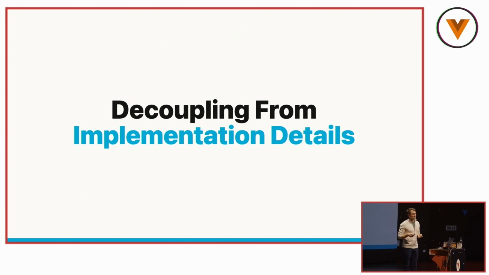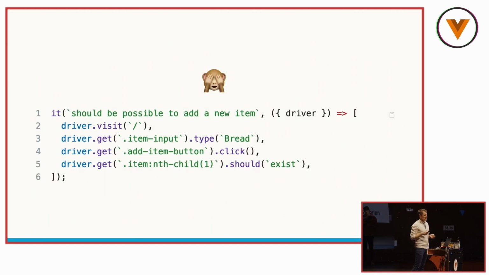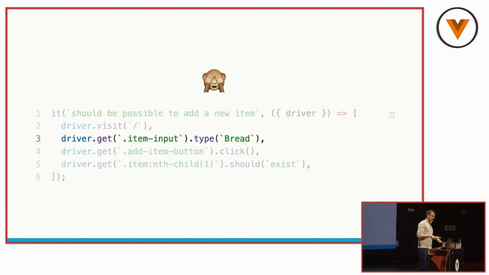And luckily, Debbie already talked about this yesterday, so I can just reuse her slide. She said we should test user visible behavior instead of implementation details like names of functions and, for example, CSS classes. Here, in this test example, we see we coupled our test to CSS selectors. So here we have the item input selector and the add item button selector and so on.